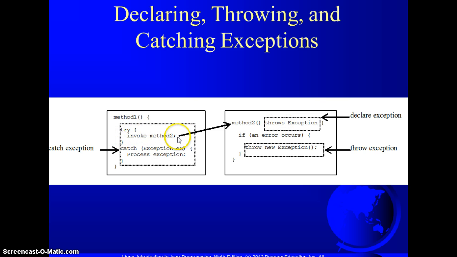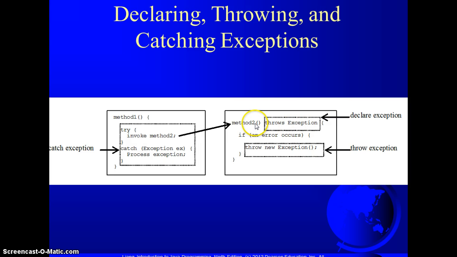Try to invoke method 2. This is another example besides opening the files. Sometimes method 1 is going to invoke method 2. Now, this is talking about checked exceptions. A checked exception means you are required to surround it with try-catch. Otherwise, when you try to invoke method 2, the compiler will report errors and will not allow you to do so.